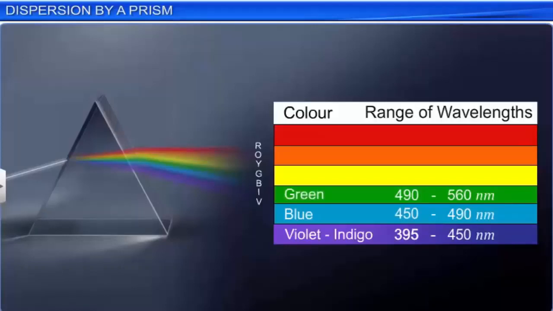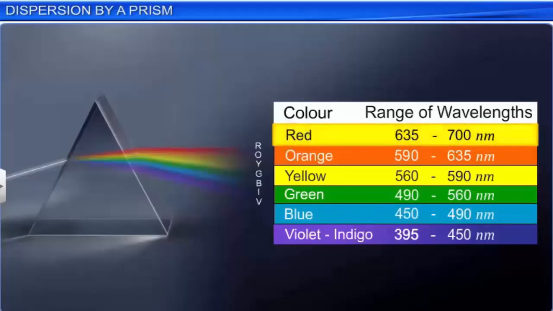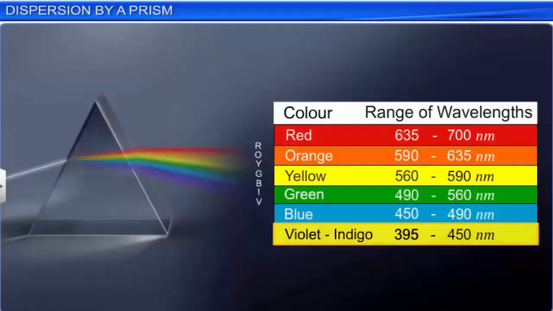If the range is between 560 to 590 nanometer, the color is yellow. If the range is between 590 to 635 nanometer, the color is orange. If the range is between 635 to 700 nanometer, the color is red. Of the 7 colors, the red color light has the longest wavelength, whereas the violet color light has the shortest wavelength.